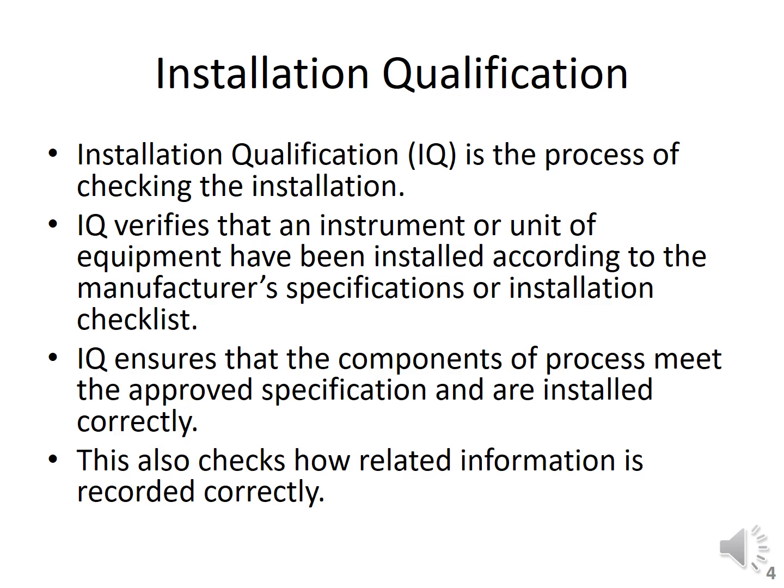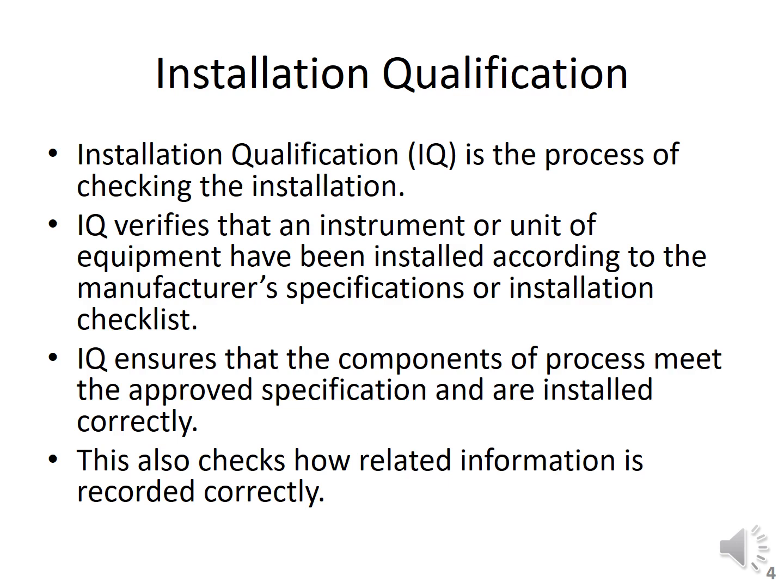So IQ verifies that everything about an instrument or unit of equipment has been installed according to the manufacturer's specification or installation checklist, right? So whatsoever specifications are given by the manufacturer, or the checklist provided by the manufacturer for the installation, if you install a unit, that is according to that specification or that checklist. Installation qualification also ensures that the components of the process meet the approved specification and are installed correctly, right?